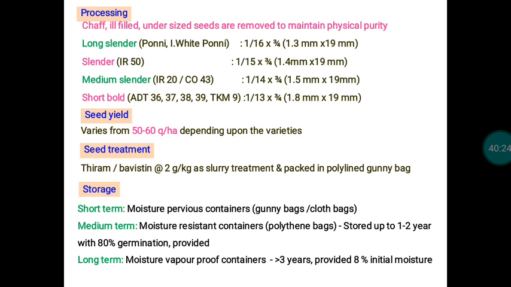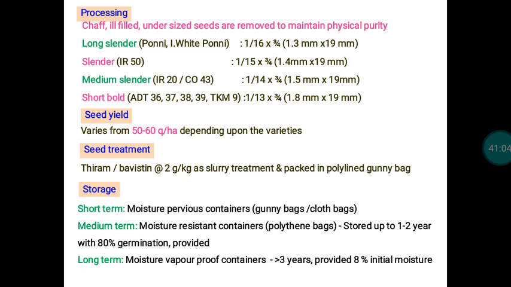In the case of paddy, we have different grain types like long slender, medium slender, and short bold. In Tamil Nadu, long slender is the most preferred rice for consumption. Very good examples are Ponni and Improved White Ponni. Long slender means the dimension is 1.3 millimeter by 19 millimeter. Short bold is the rice most preferred in Kerala, and in Tamil it is called gundu rice.